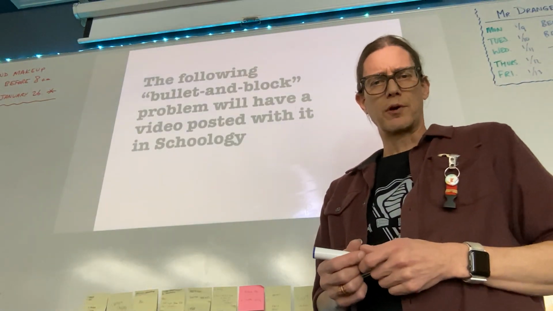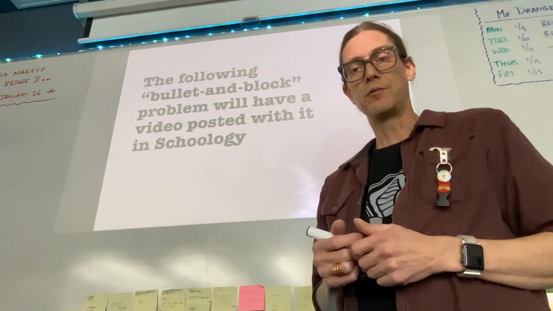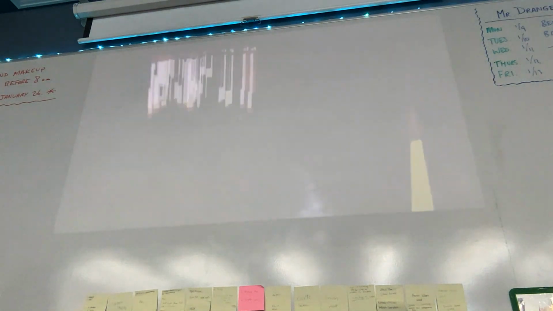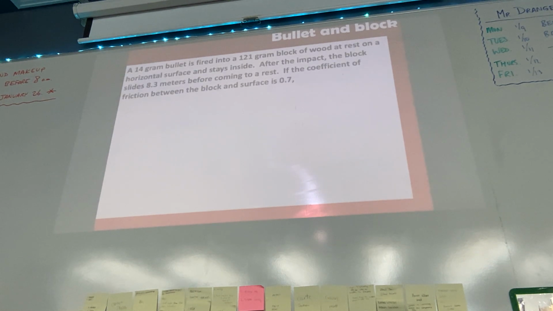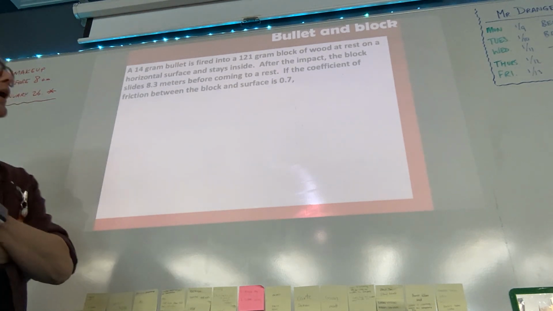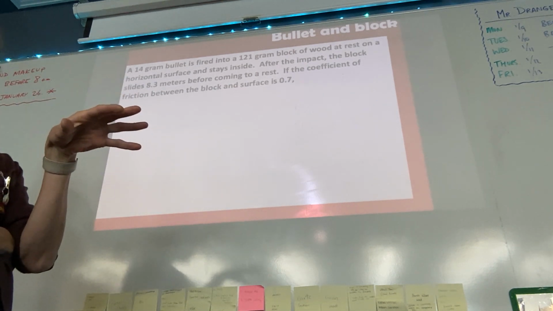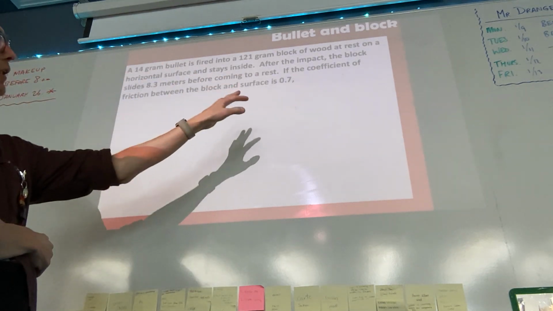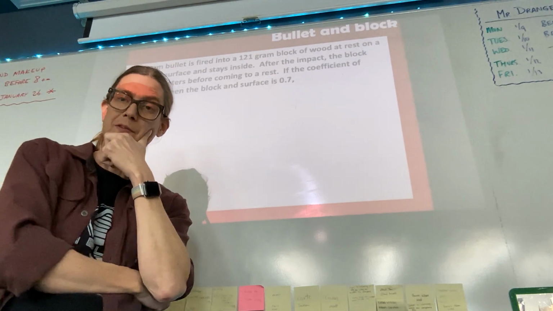So we're going to take a look at a bullet and block problem here, and hopefully that helps you a little bit. We've got a 14-gram bullet that is fired into a 121-gram block of wood. The block of wood is stationary on a horizontal surface, so the bullet sticks into the block and they slide to a stop. We're given the coefficient of friction, and we are going to assume we're on Earth where gravity is 9.8.